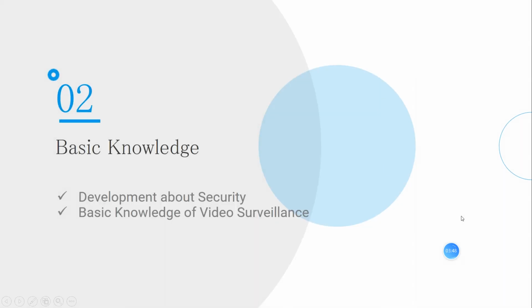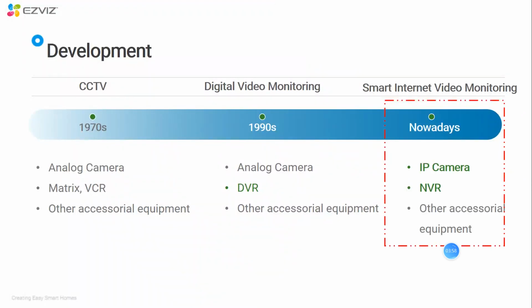Now let's move to the second part, the basic knowledge of security. First, we are going to learn about the development of the security camera. Since the 1970s, the analog camera was born, supporting technologies including the matrix, VCR, and other accessorial equipment.